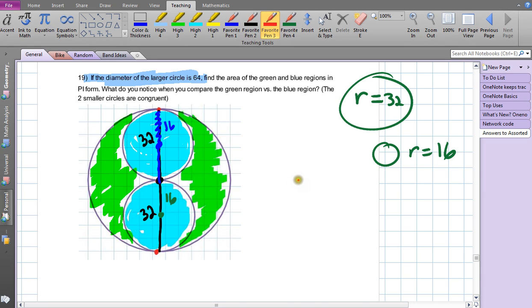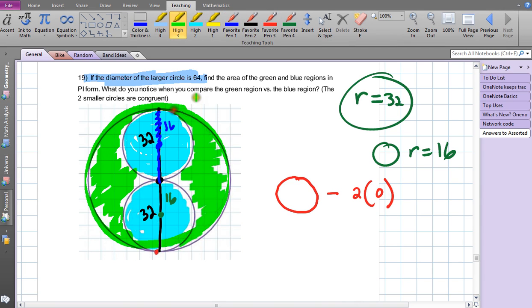And if I isolate, how would I discover the blue regions, the green regions, for example? I would take the largest circle, and I'm going to subtract off the two little circles. Because if I take the entire large circle right here, and I subtract off the two little circles, then what's left is going to be the green area. Because the whole circle is not green, just the sections less the two shaded blue regions.